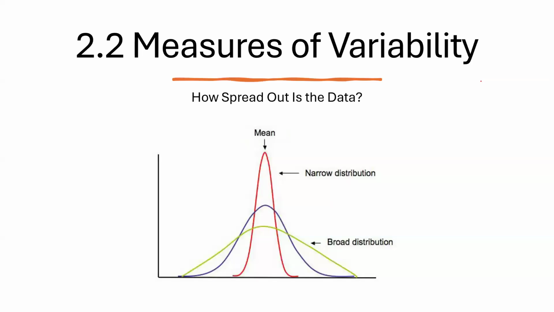Welcome to section 2.2, Measures of Variability. In the last section, we focused on finding the center of a data set, the mean, median, or mode. But now we're asking a different question. How spread out are the values? That's what variability tells us. In this lesson, we'll explore why spread matters and how to measure it using the range, variance, and standard deviation.